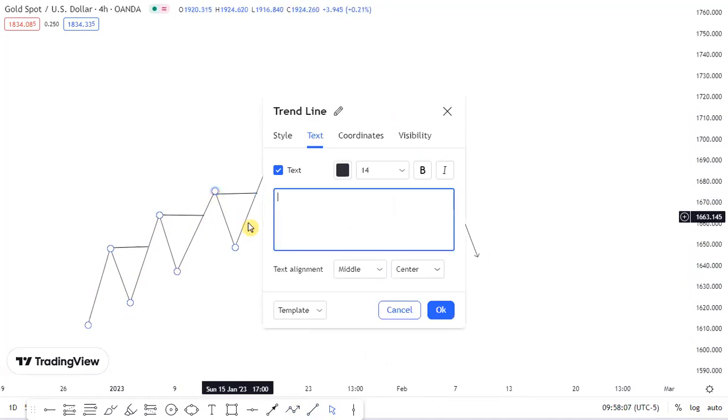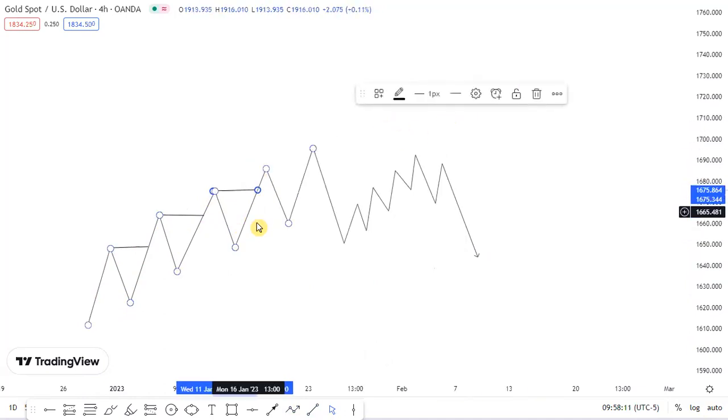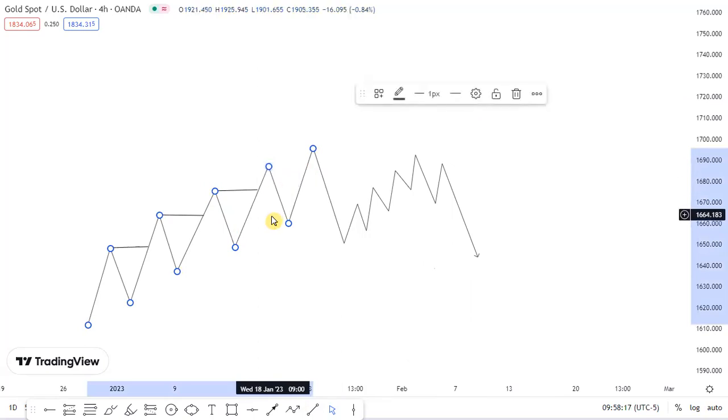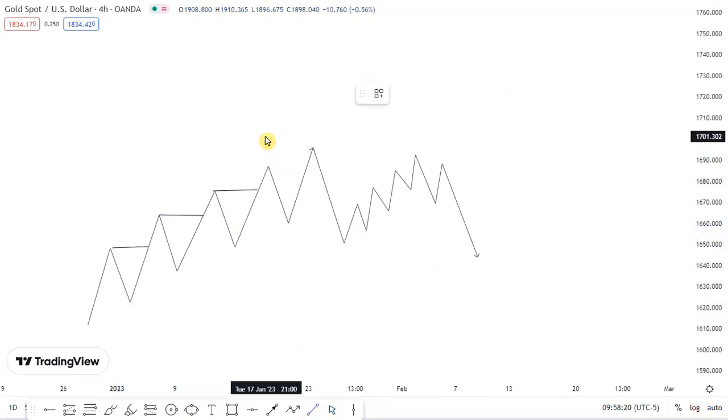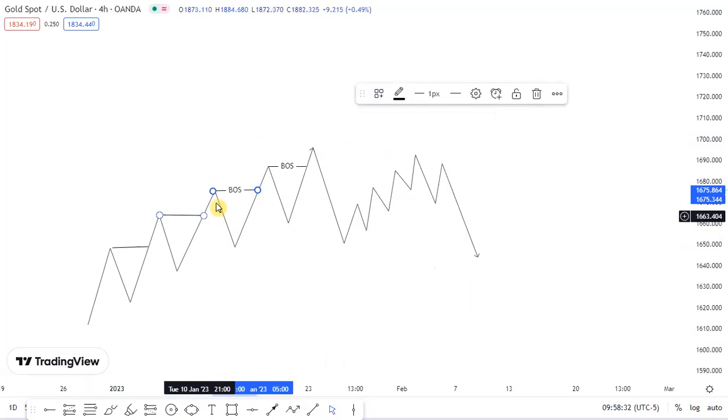I just want to break it down so that you guys get to follow. Okay, guys, so we have our break of market structure, here too. All right, so now let me just go ahead and change this. We have a BOS, break of market structure.